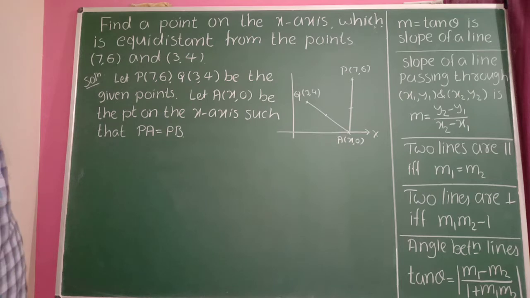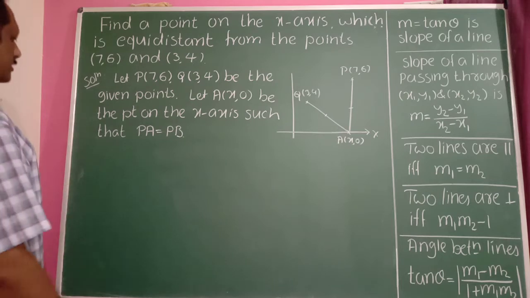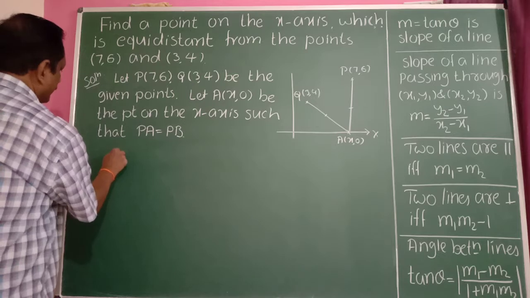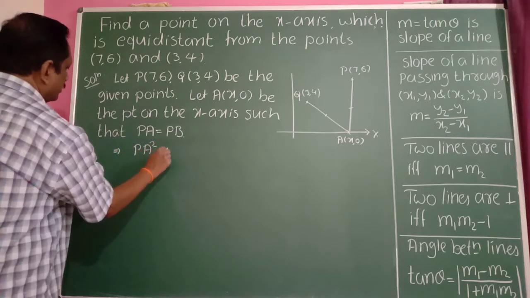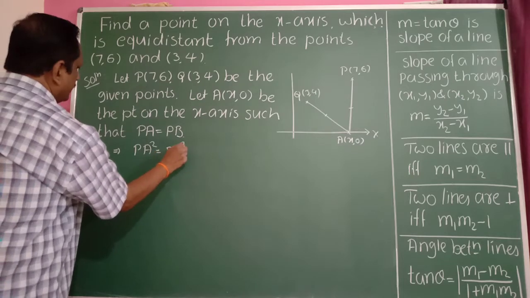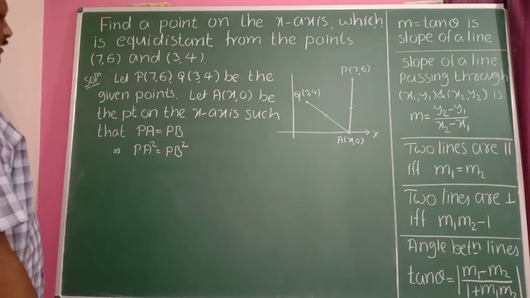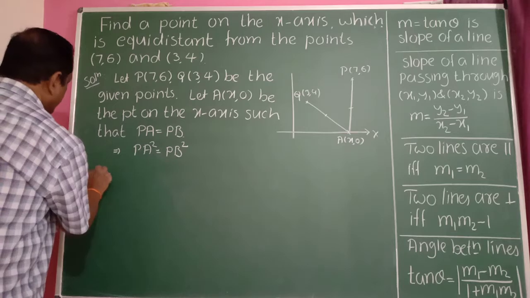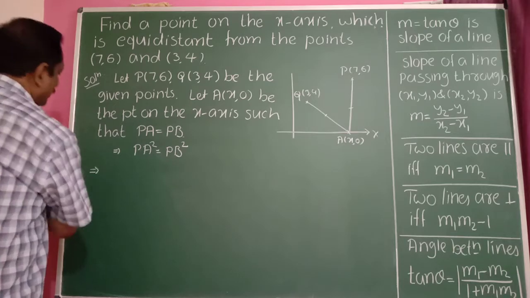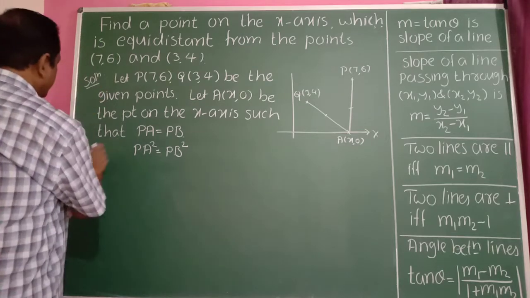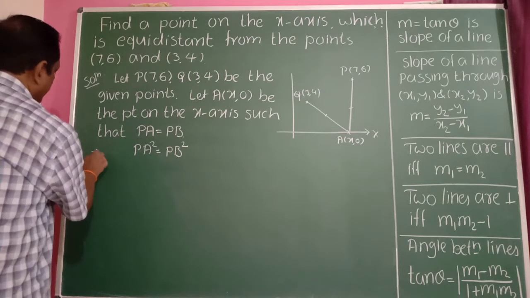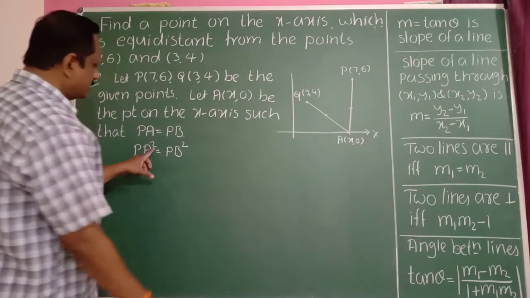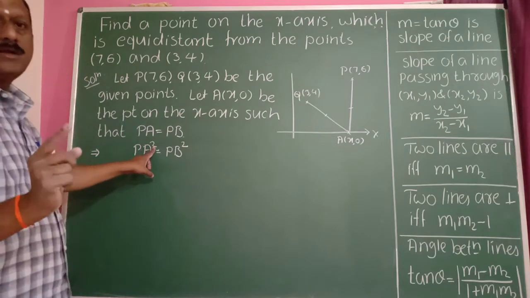Then squaring on both sides, this implies PA square is equal to QA square. In this case, for PA square use the distance formula. Here do not take a square root, because a square is already there; the square root and square get cancelled.